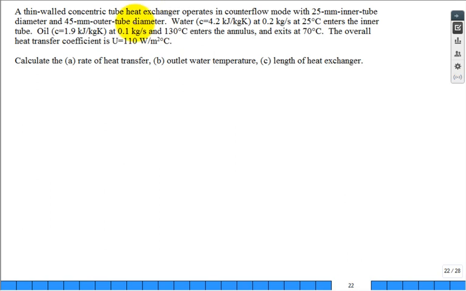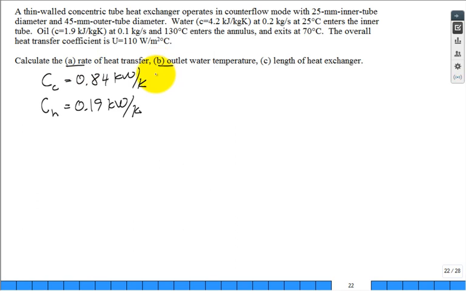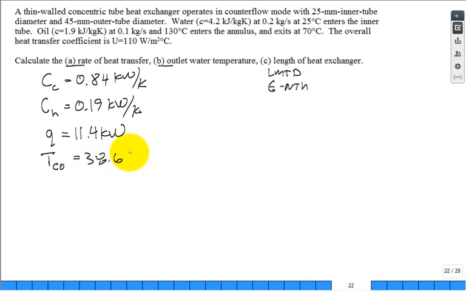So last time we left off, we had the heat capacity rate of the cold fluid was 0.84 kilowatts per Kelvin. The heat capacity rate of the hot fluid was 0.19 kilowatts per Kelvin. Well, first of all, for part A and part B, it was just energy balances. We didn't even use anything associated with a rate equation. It's only part C that you use either the log mean temperature difference or the effectiveness-NTU method. So let's just remind ourselves of the answers for part A, that the rate of heat transfer was 11.4 kilowatts, and the temperature of the cold out was 38.6 degrees C.